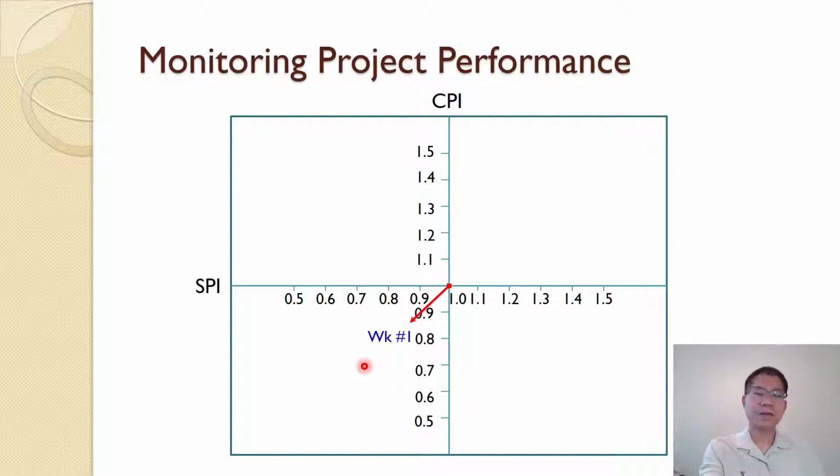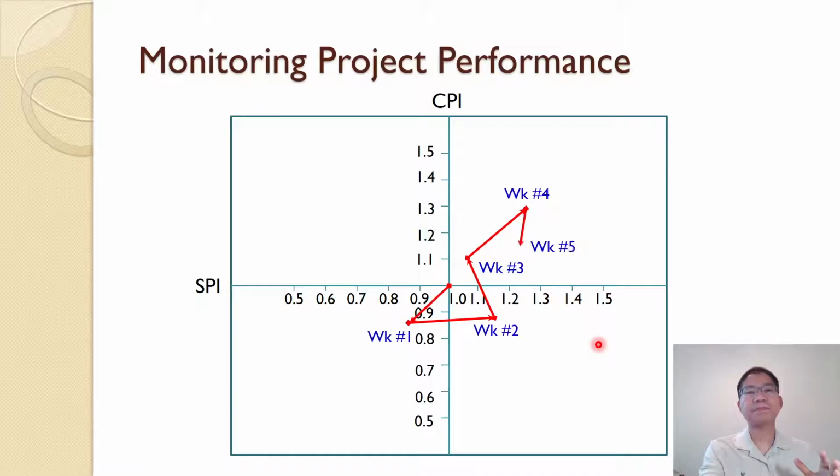Over budget, behind schedule. Come to this way, we are still over budget, but ahead of schedule because SPI is greater than 1. In this case, on the good side, week number 3, move to week 3: under budget, ahead of schedule. Even better, under budget, ahead of schedule.